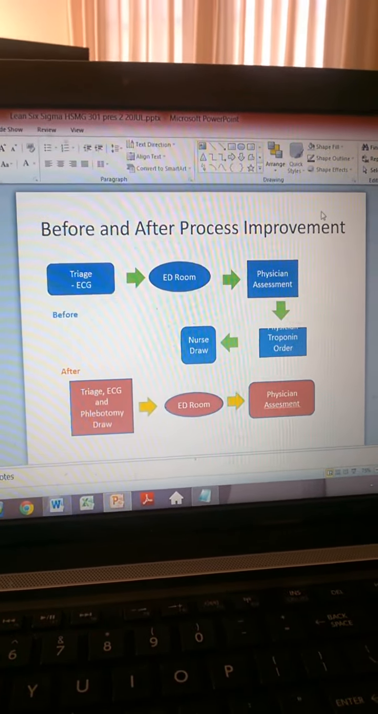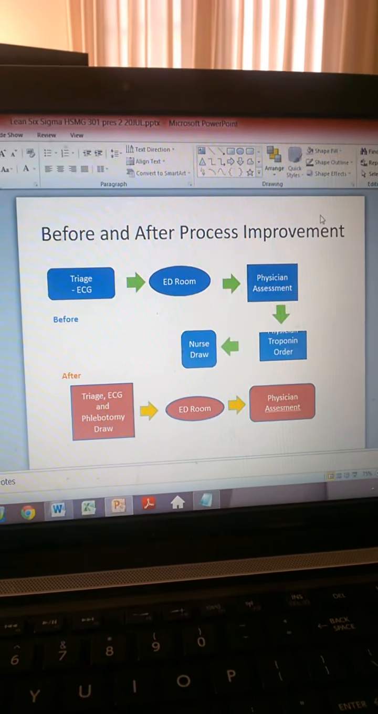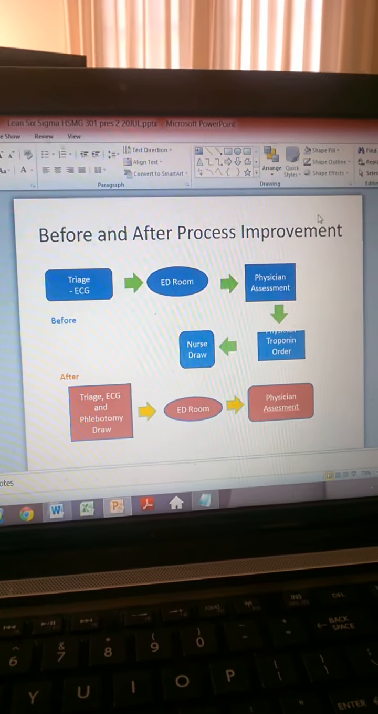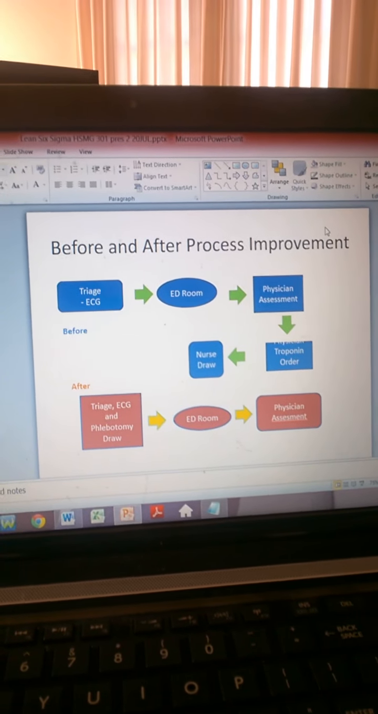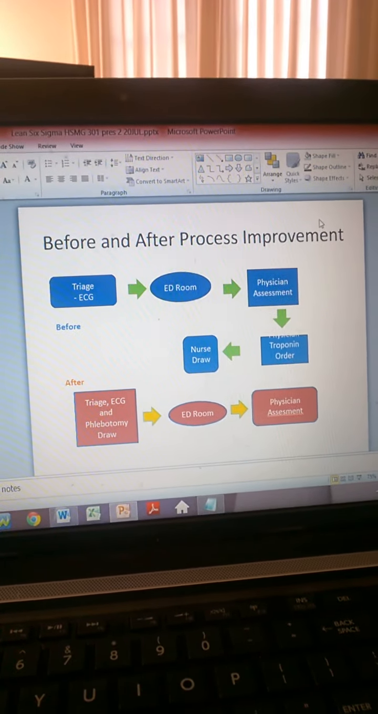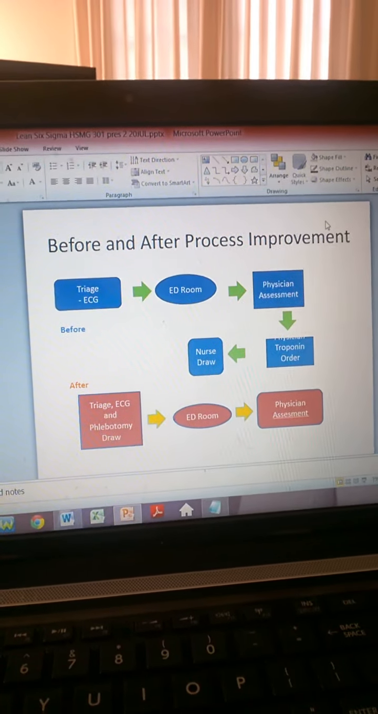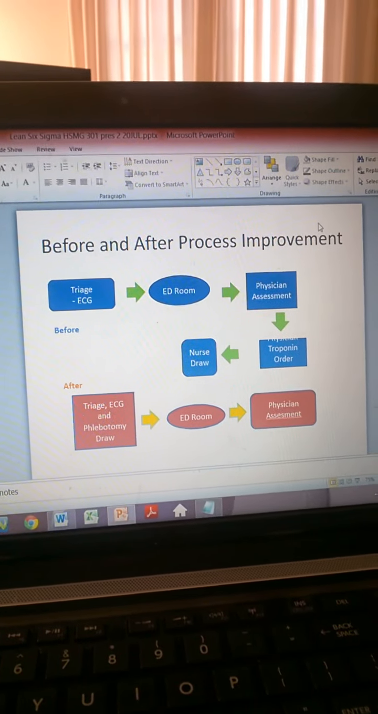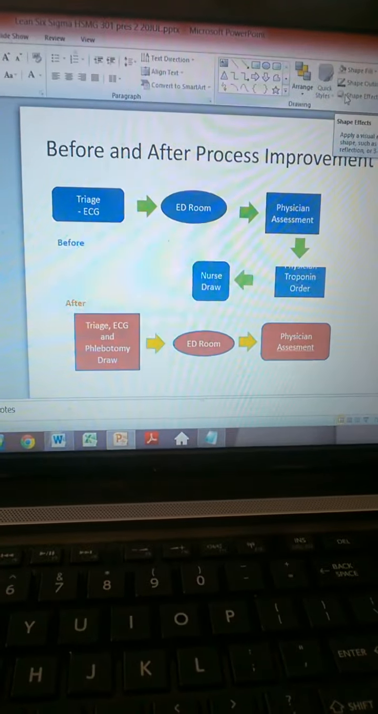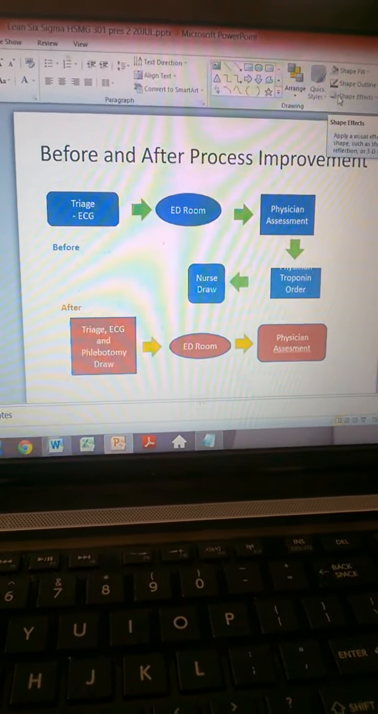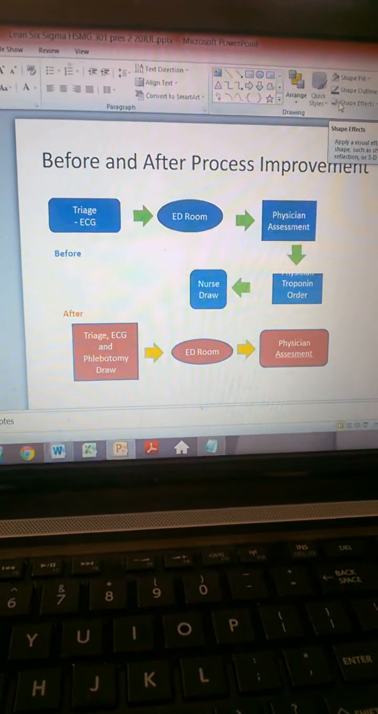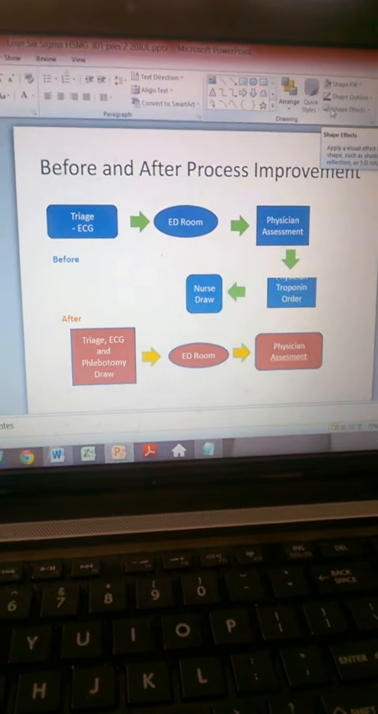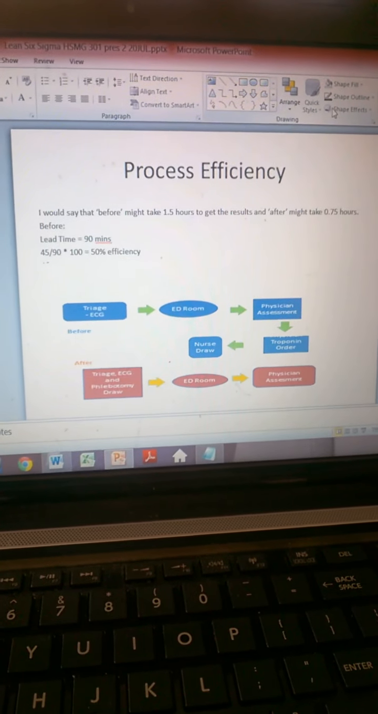First, in the triage, do the electrocardiogram and the phlebotomy draw, then the emergency department room, then physician assessment, and by that time, the results for the troponin testing would have already come. So that is what I recommend to be done. The before takes way too long a time.